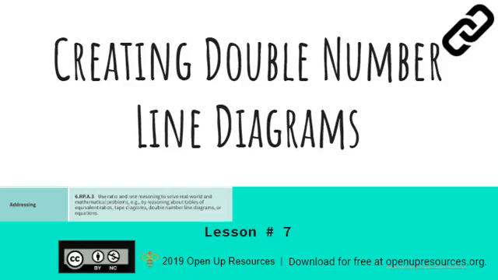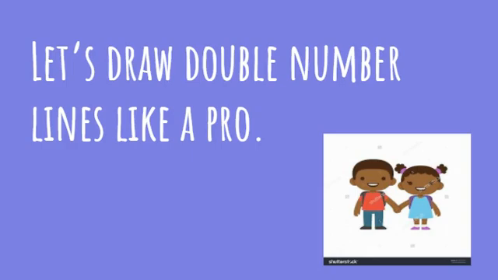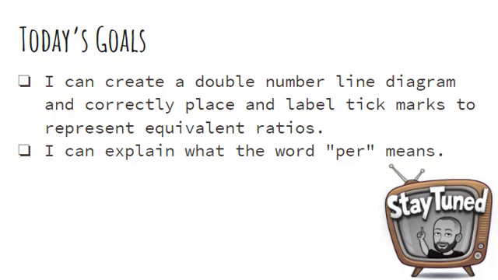Today we're going to look at creating double number lines. We're going to be drawing double number lines like a pro, making those twin lines perfect. Today's I can statements: I can create a double number line diagram and correctly place and label tick marks to represent equivalent ratios, and I can explain what the word per means. So make sure you have your I can statements, today's date, your page number, and you're ready to move on.